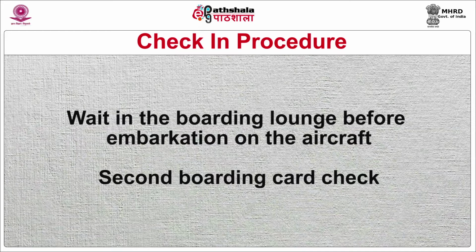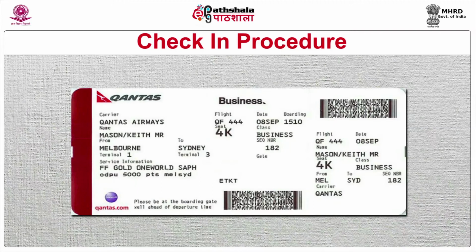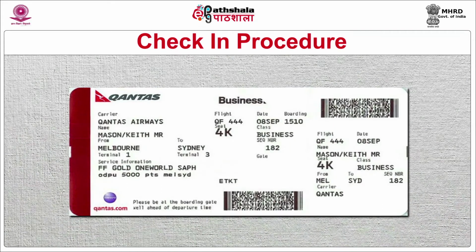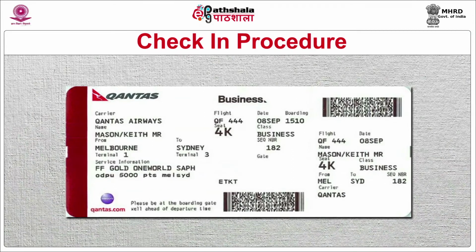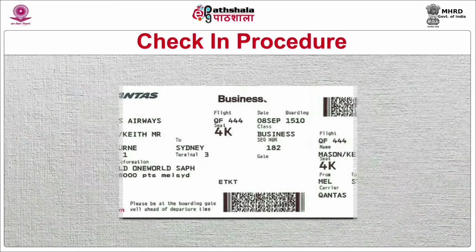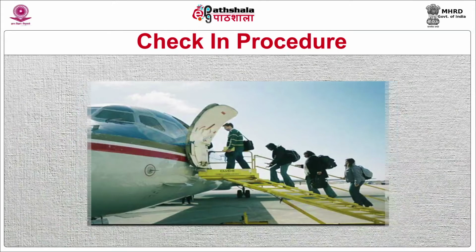The second step is the boarding card check. The boarding card is split into two parts, and one is retained by the ground staff at the aircraft check-in point. Passengers board the aircraft and show their boarding card to the cabin crew to guide them to the seats. This is the whole embarkation procedure which a passenger has to go through before boarding any flight.